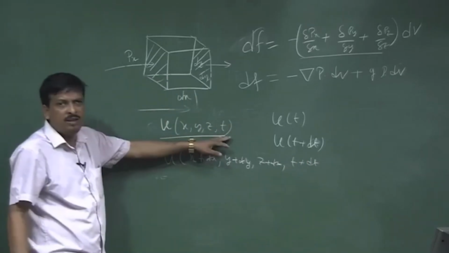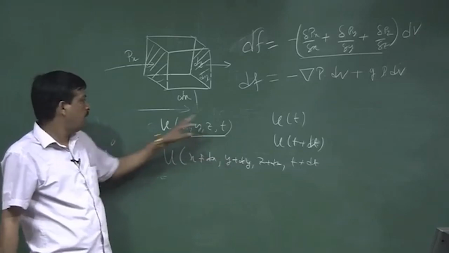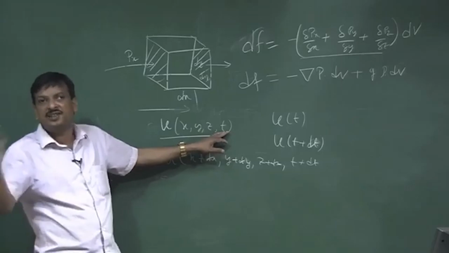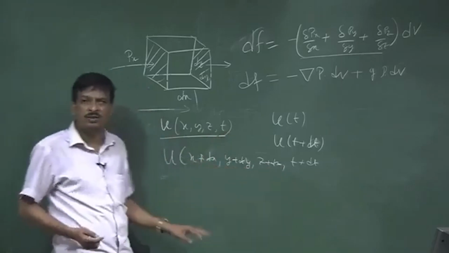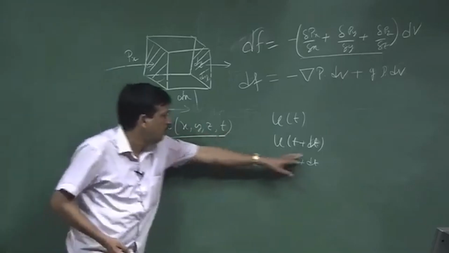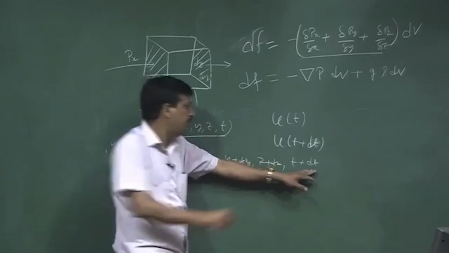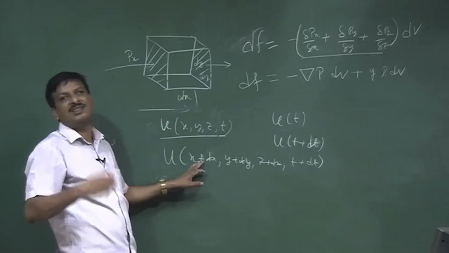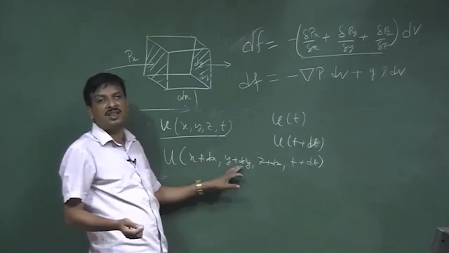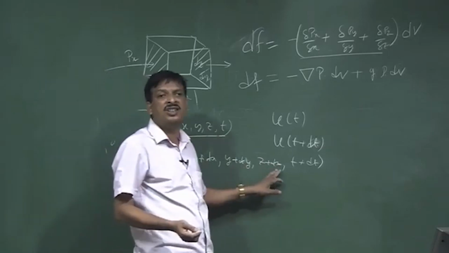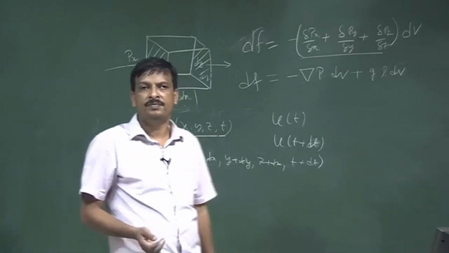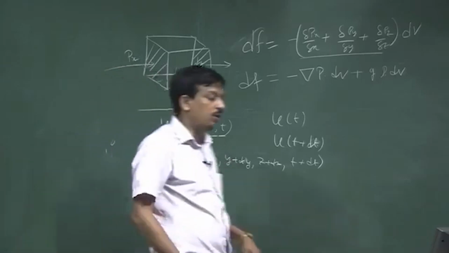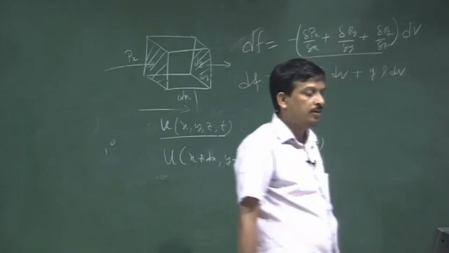If the particle changes with respect to time, particle velocity u is a function of x, y, z, t. If t changes, then x, y, z also change. So at t equal to t plus dt, I will get a new particle velocity, u at x plus dx. Let dx be the change in x direction, dy the change in y direction and dz the change in z direction. So the new u is u at x plus dx, y plus dy, z plus dz.